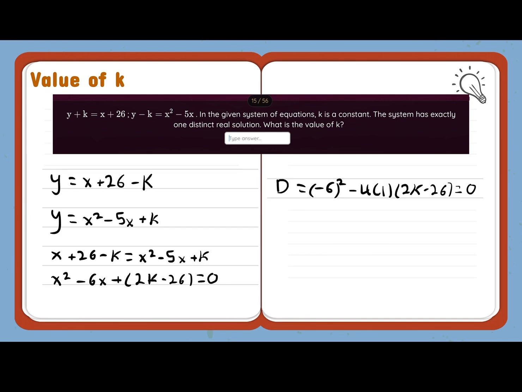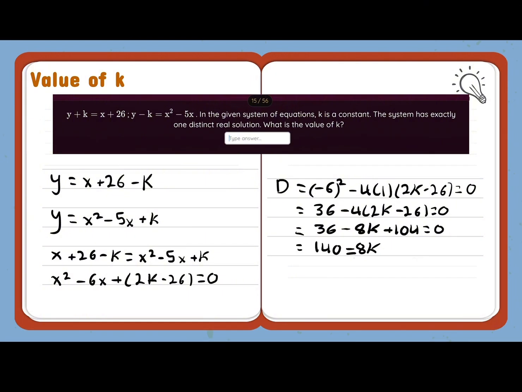So when we plug that into our discriminant, same formula we used before, and this time, because we only have one real distinct solution, we can set it equal to 0. And again, just simplifying it out. I'm not going to go over the math, but if you want to, please look at it. Solving for k will be 140 over 8, which simplifies to 35 over 2.